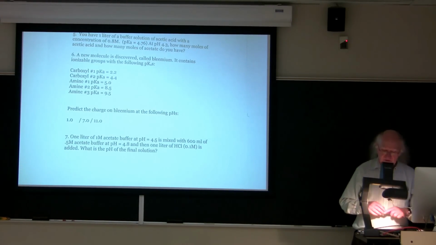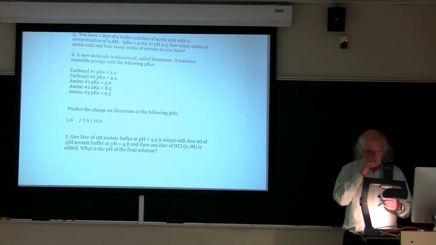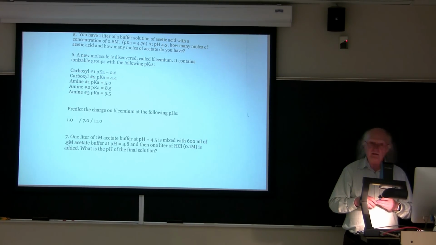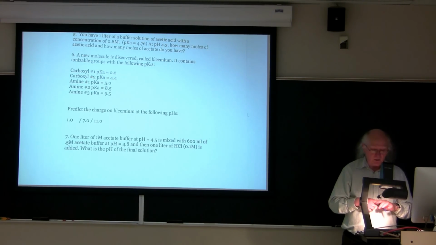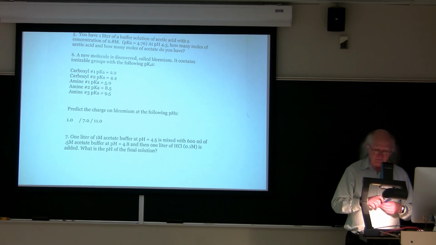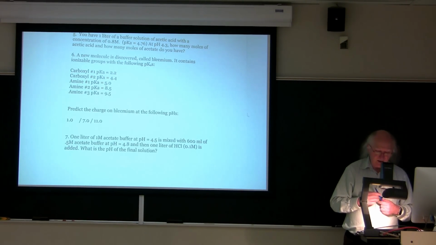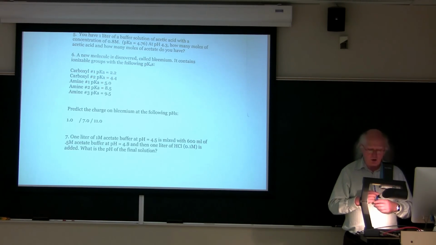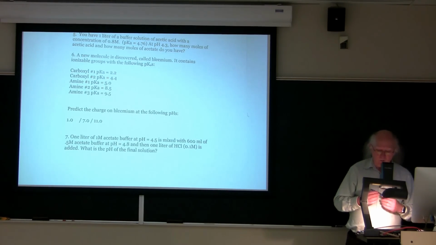The next problem says that a new molecule is discovered called blemium. It contains ionizable groups with the following pKa's. Carboxyl number 1 has a pKa value of 2.2. Carboxyl number 2 has a pKa value of 4.4. Amine number 1 has a pKa value of 5. Amine number 2 has a pKa value of 8.5. And amine number 3 has a pKa value of 9.5. And I've been asked then to predict the charge of blemium at the following pHs, a pH of 1, a pH of 7, and a pH of 11.